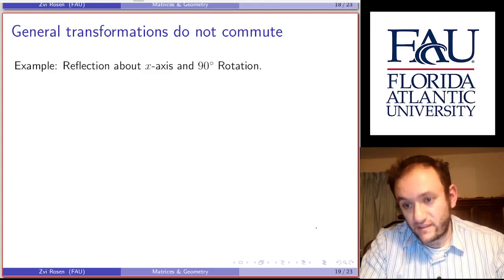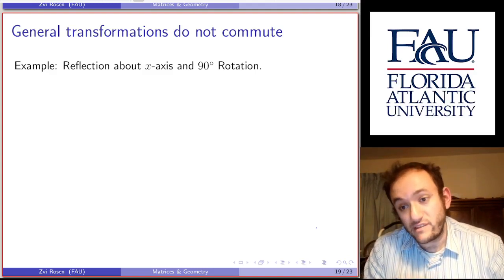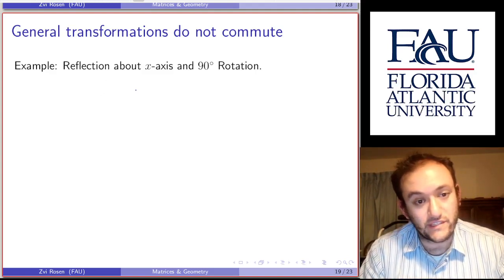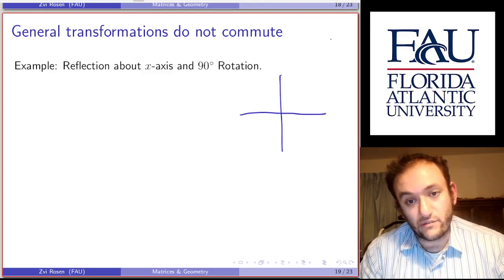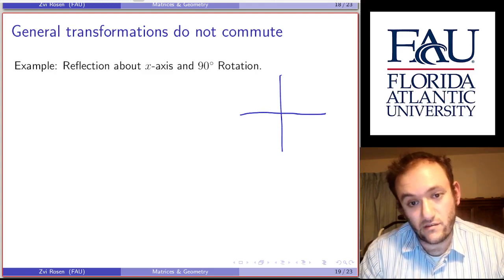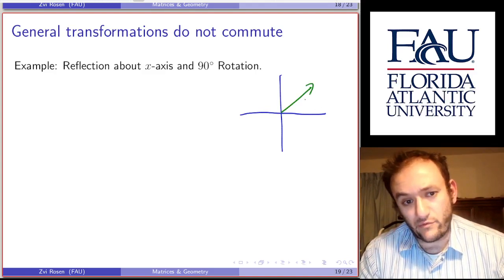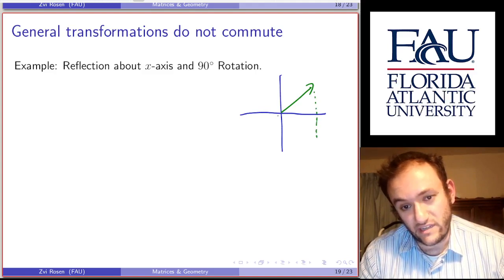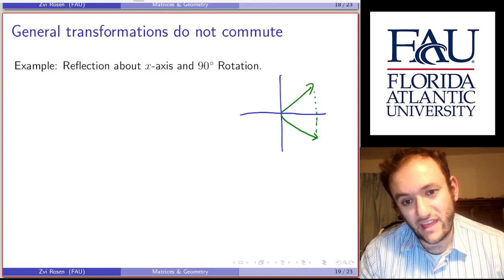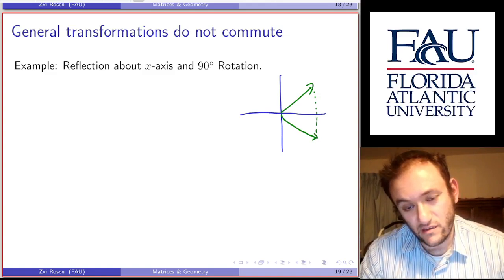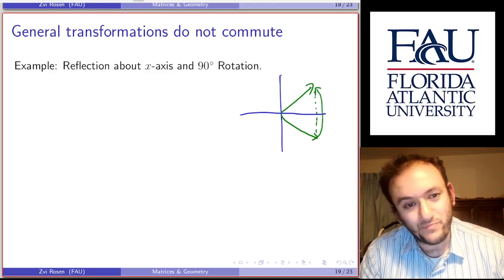So one thing that's important to know is that general transformations do not commute. That means that the order that you do these in actually matters. So for instance, reflection about the x-axis and 90-degree rotation. Let's say I take a vector. The question is, is it important which order we do this in? So let's say I reflect about the x-axis, so that will send me down here. And then I rotate 90 degrees. That would send me back up here. So it's seemingly the same spot.